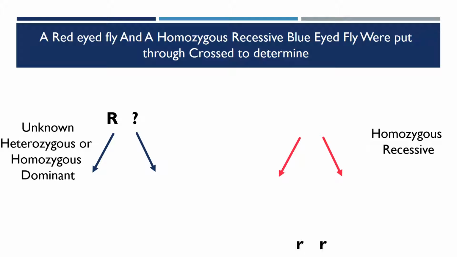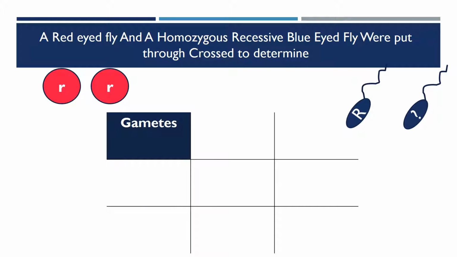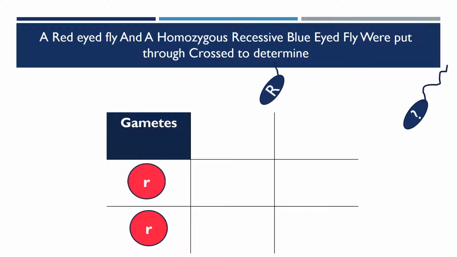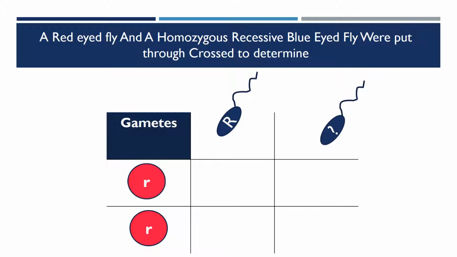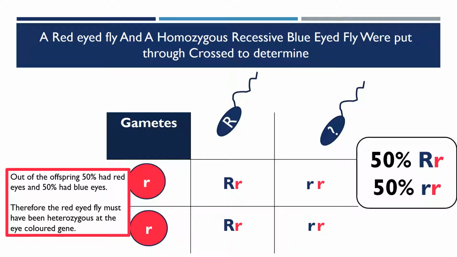So big B, question mark, and little b, little b. So we're going to move these in. And then, same as last time, apply it. So out of the offspring, 50% had red eyes and 50% had blue eyes. So therefore, that red-eyed fly must have been heterozygous at the eye-colour gene. There we go. So we had 50% heterozygous and 50% homozygous.